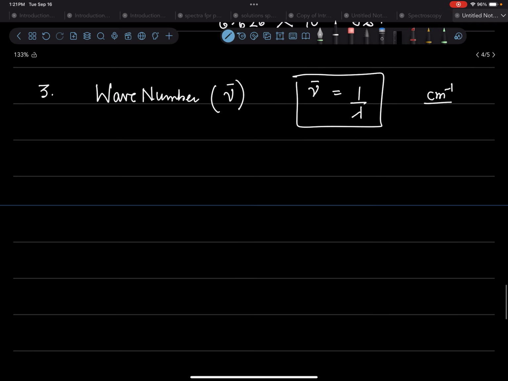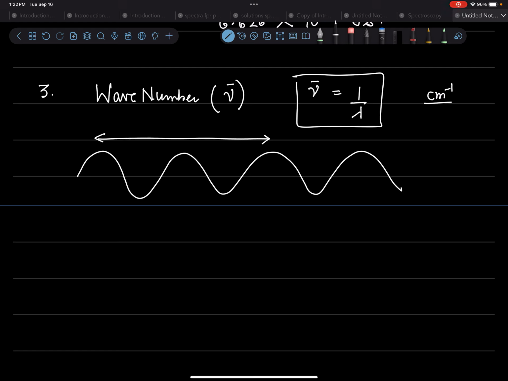What does it mean? If this is a wave and I take a unit length, like 1 centimeter or 1 meter, and suppose this is 1 centimeter, then in that unit length, how many crests are there? Here there are 3 crests, so the wave number is 3 centimeter inverse. So the number of wave crests in a unit length gives you the wave number. Mathematically, it is the reciprocal of the wavelength.